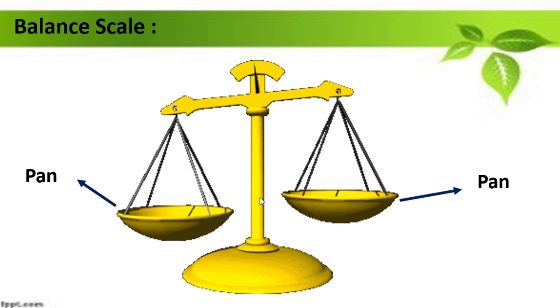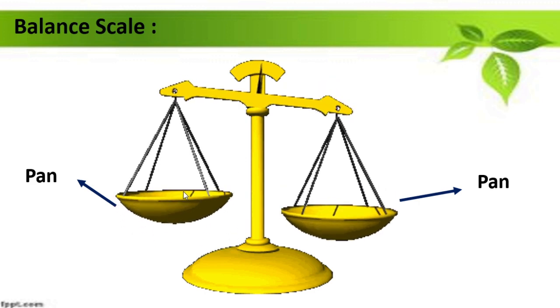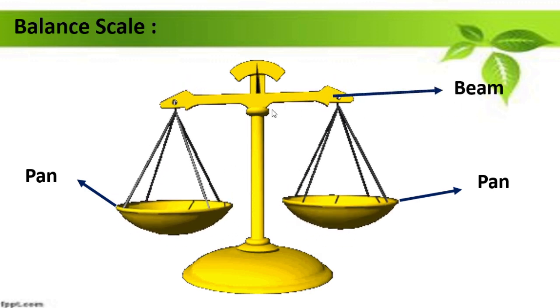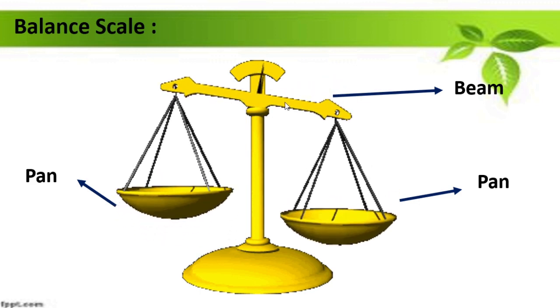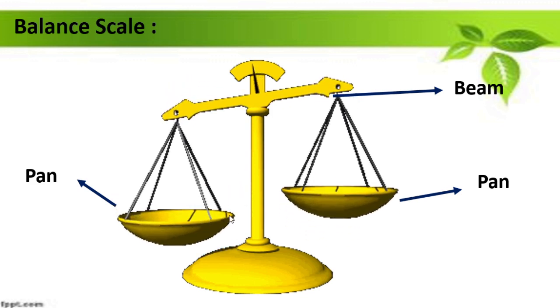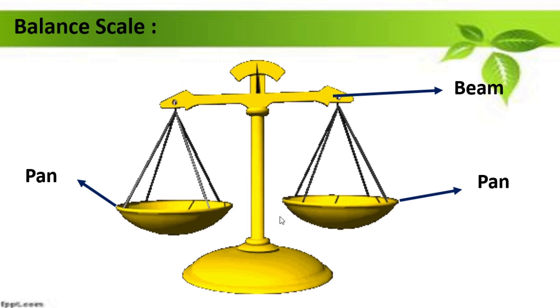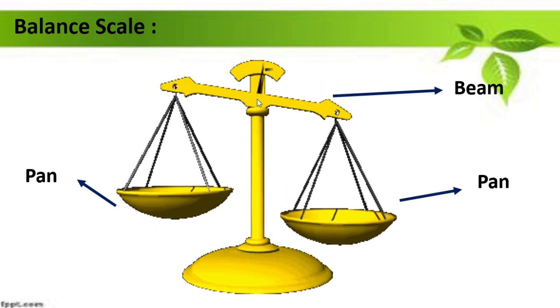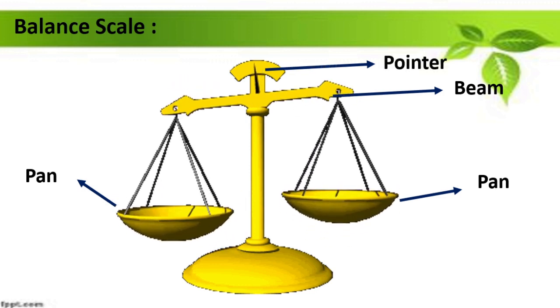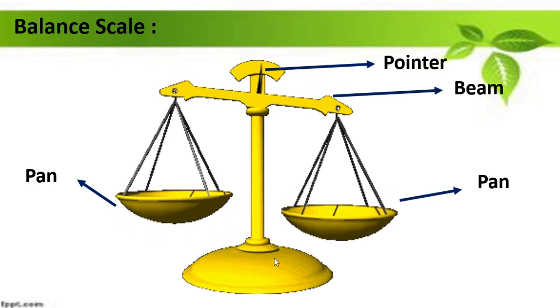Okay, and here one stand like structure is there, and here one horizontal structure which carries the two pans, isn't it? Now this horizontal structure is called as beam, beam of the balance scale. Okay, this is called as beam. On both sides of the beam, the pans are hanged, right? And see, this is a pointer. This tells us the reading. What this is called? Pointer. Okay. Now, how to use this? We will go through.